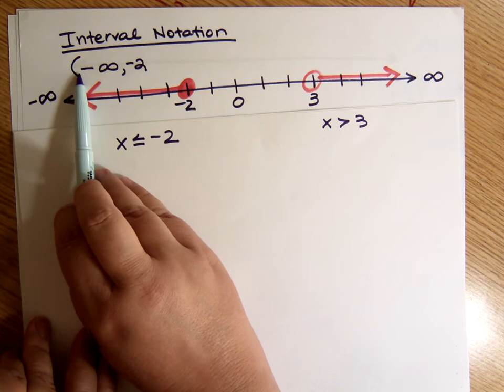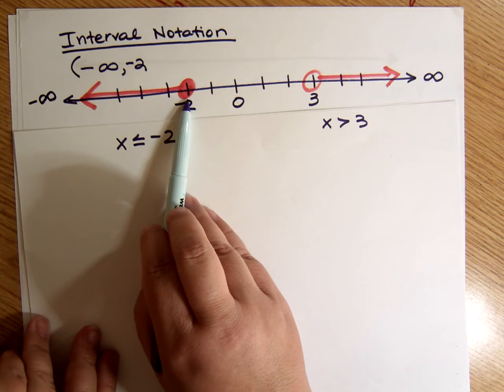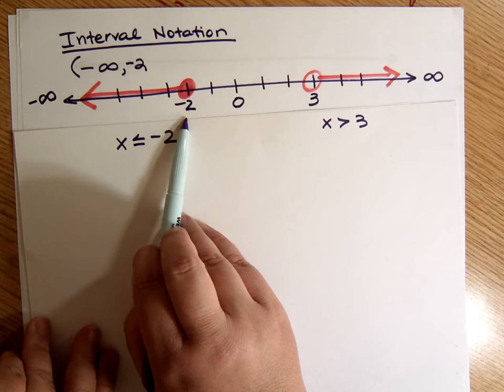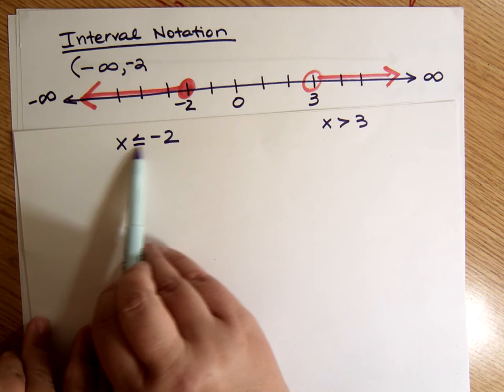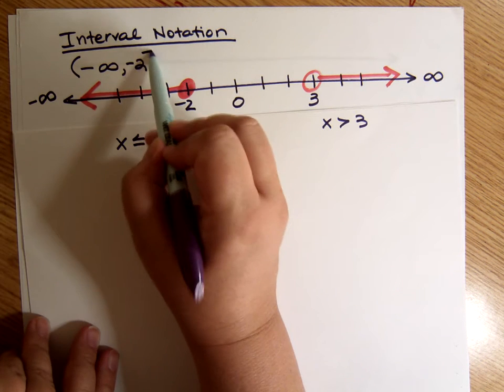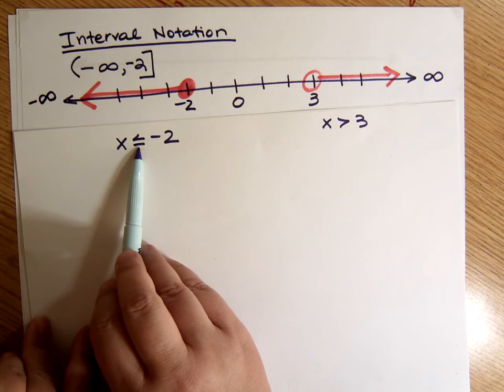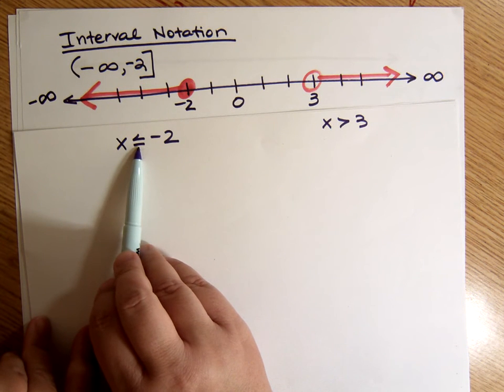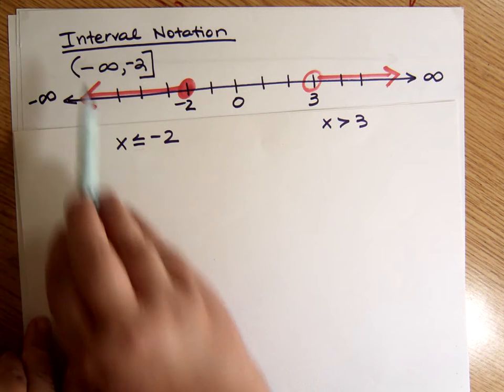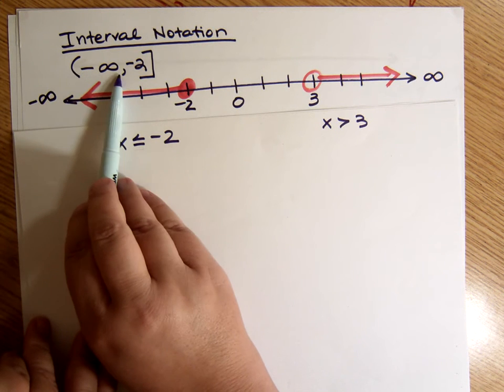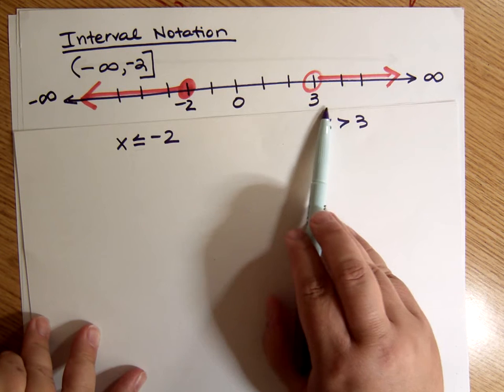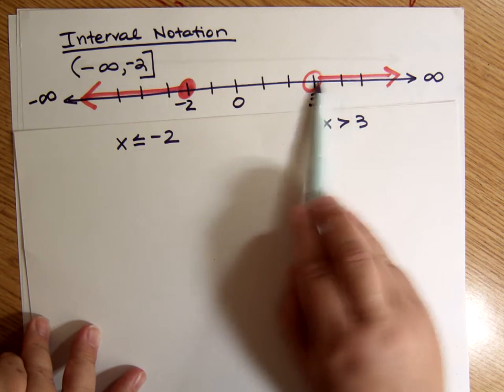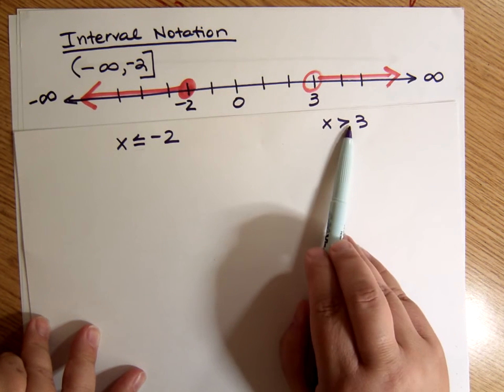On the other hand, if your number is included, which -2 is here, just like having an or equal to here, I make a bracket. So if it's less than or equal to, or if it were greater than or equal to, I would have a bracket for that number. Infinity symbols always have parentheses. Again, it really fits the picture much better than an inequality does.